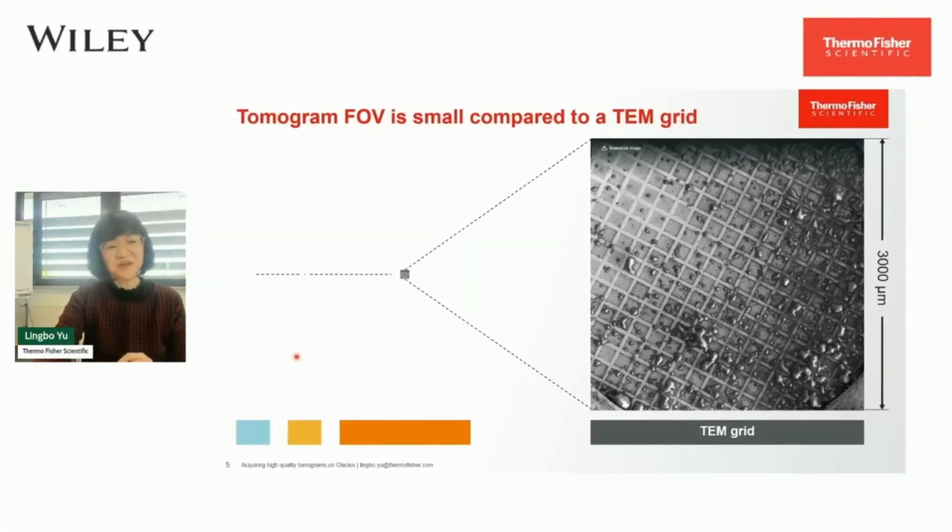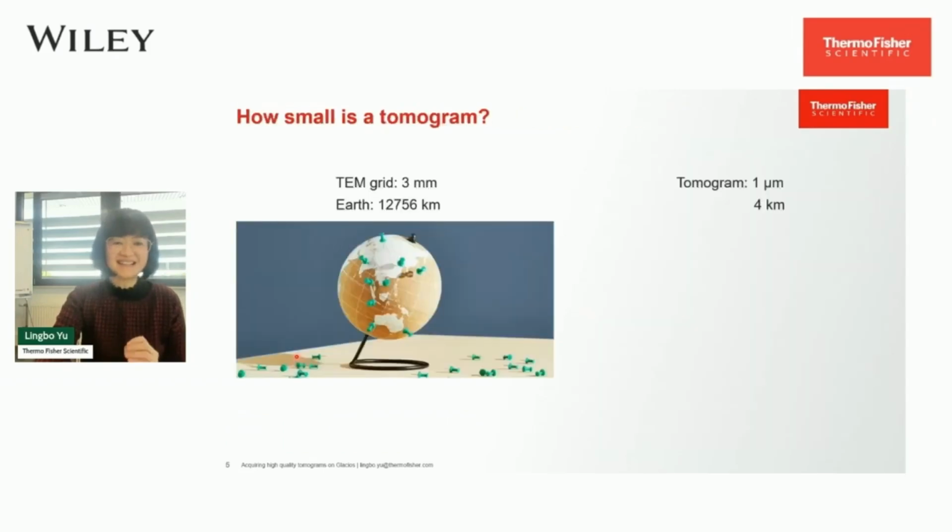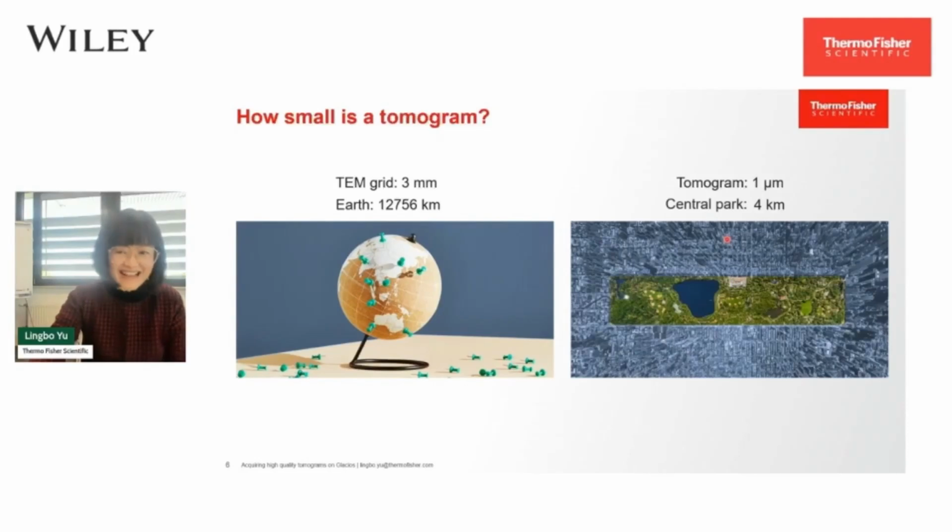It's really small, but how small is it? Let's imagine a TEM grid is now the Earth. The equivalent view of a tomogram on the Earth is roughly 4 kilometers. What is 4 kilometers? That's actually the length of Central Park in New York City. Now imagine taking all these pins, taking one of the pins and putting it exactly on Central Park on this globe. That's really difficult, right?